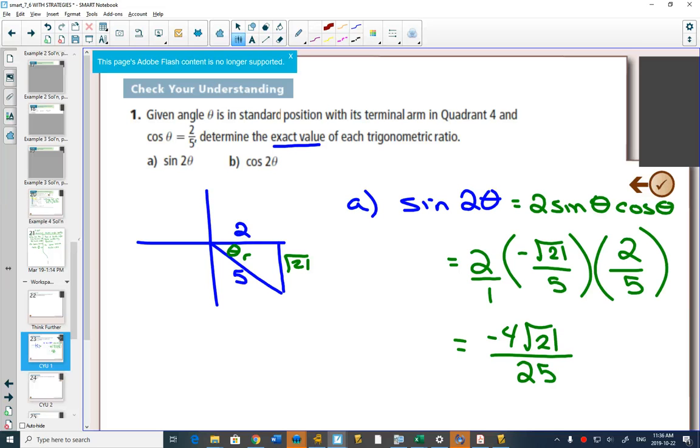So we have to have our formula memorized enough to say that, ooh, I have a formula for sine 2 theta. Which one is it again? Then your formula sheet comes in handy. For part B, cos 2 theta.